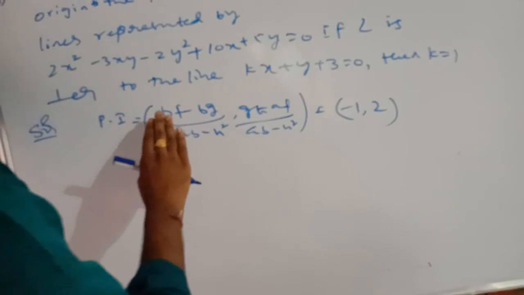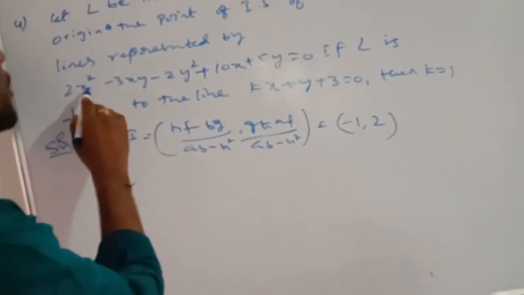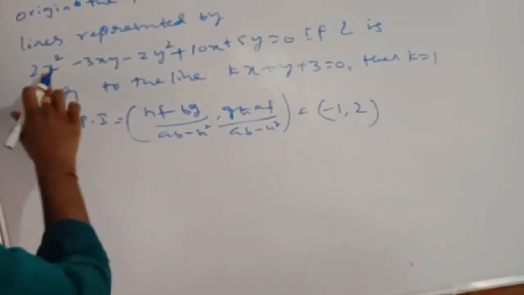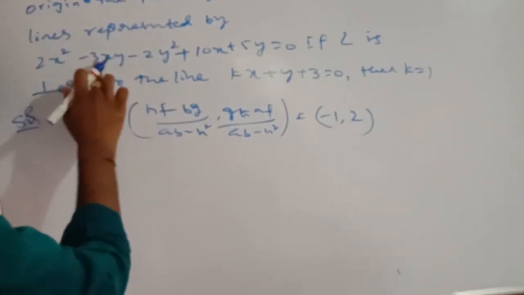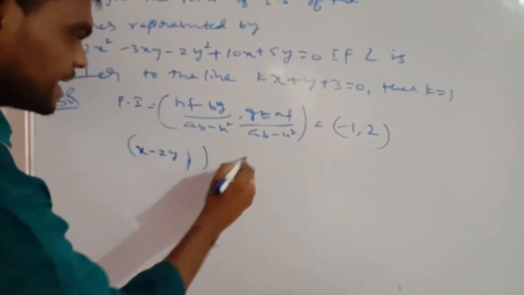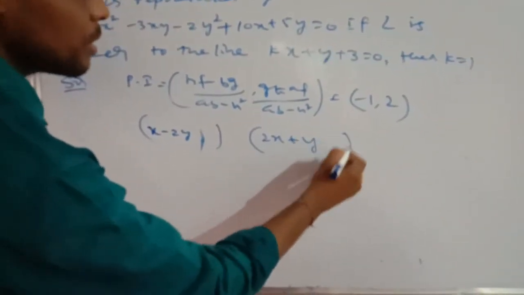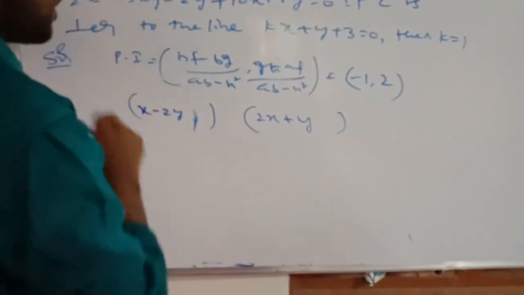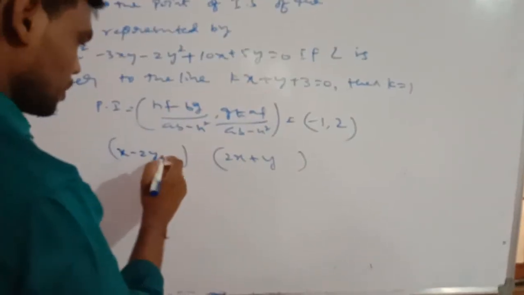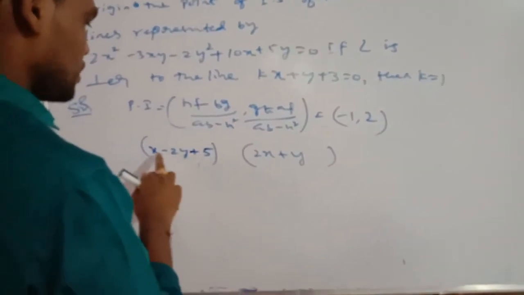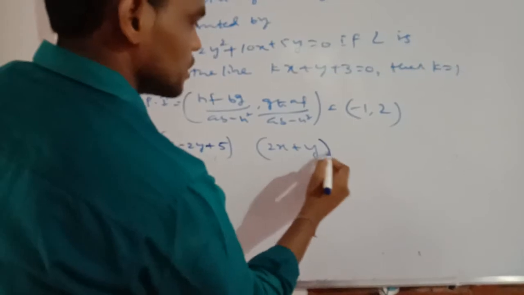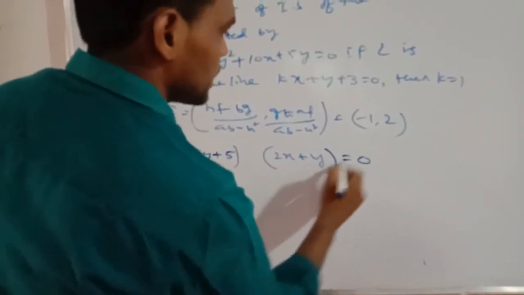Now this is one of the processes, and another process is splitting the pair of lines. Now 2x square minus 3xy minus 2y square, so this is (x minus 2y) into (2x plus y). Now we see the equations: x into 2x is 2x square, x into y is xy, minus 2y into 2x, and in constant terms, this is 5. Now 5 into y is 5y, 5 into 2x is 10x. Now the constant term is nothing, so it is equal to 0.